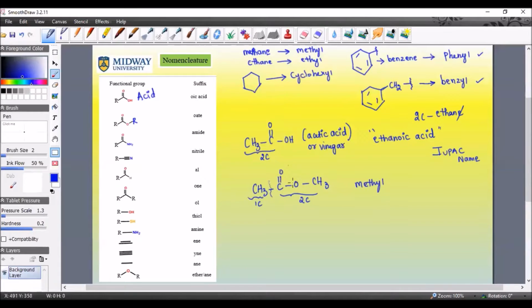This is methyl. This right here is basically 2 carbons, so it's ethane. But as I said, get rid of the E and add the OATE. So ethanoate. So it's methyl ethanoate that is the correct name for this.